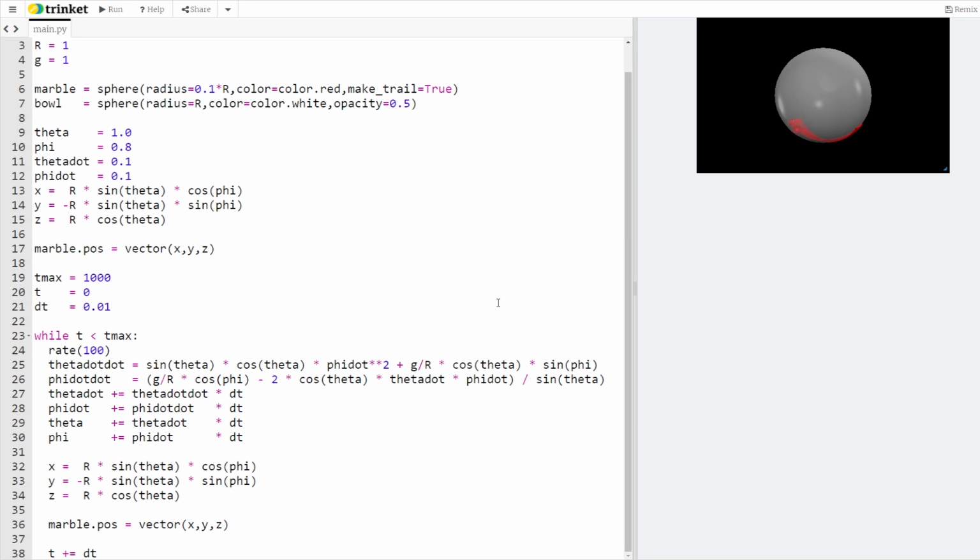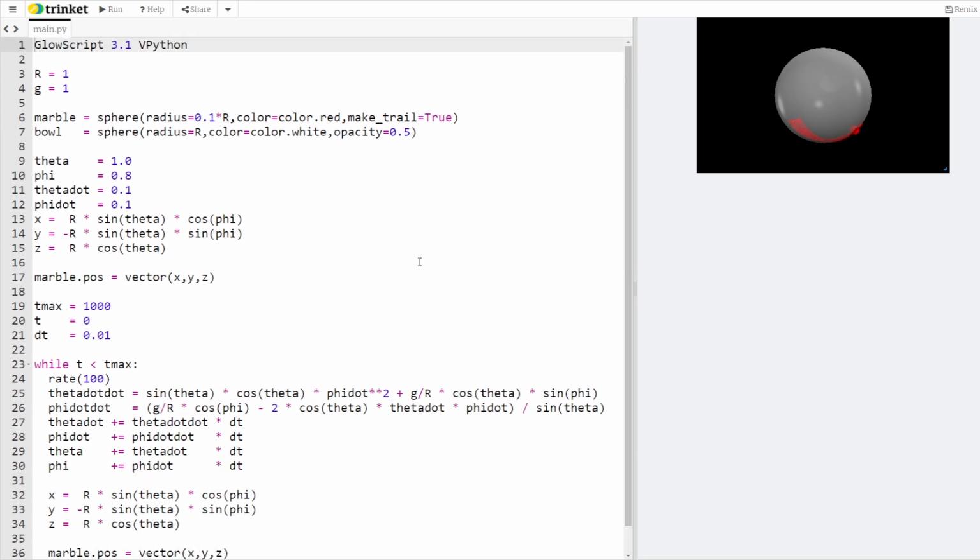All right, here is our code where we have implemented our marble in a bowl. I've gone ahead and made it a sphere because there's not really a good hemisphere option in VPython, but just pretend it caps off at the midway point there. The ball's never going to go higher than that, so we don't have to worry too terribly much about that.